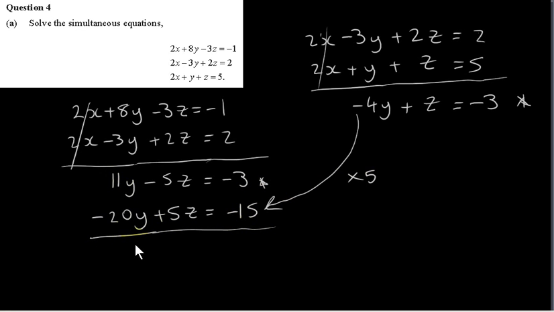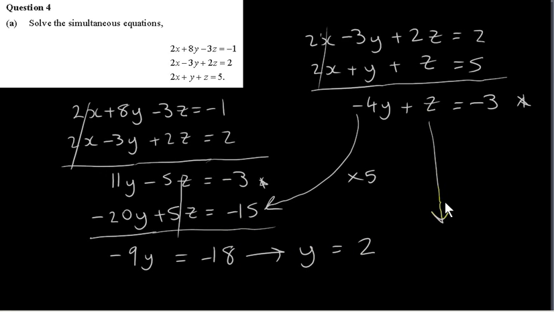11 minus 20 is minus 9y, we get 0z here. Minus 3 minus 15 is minus 18, and that's very convenient. y equals plus 2. Knowing y, we can find z. So if we plug 2 into this equation, we get minus 4 times 2 plus z equals minus 3. So z equals minus 3 plus 8, that's 5.